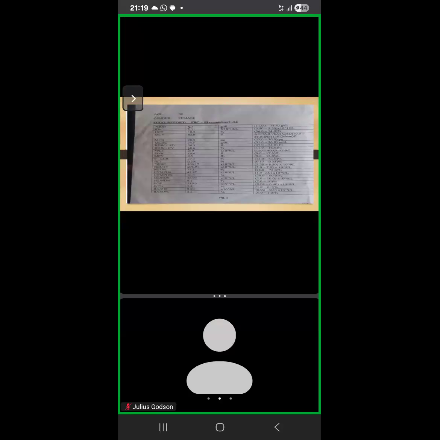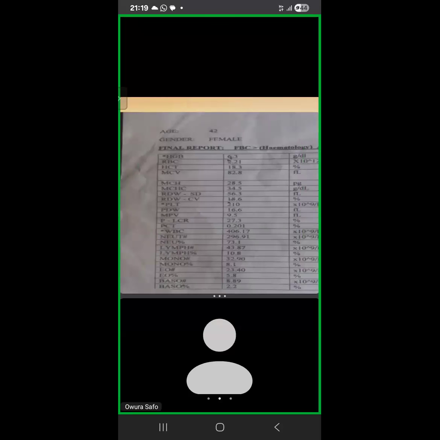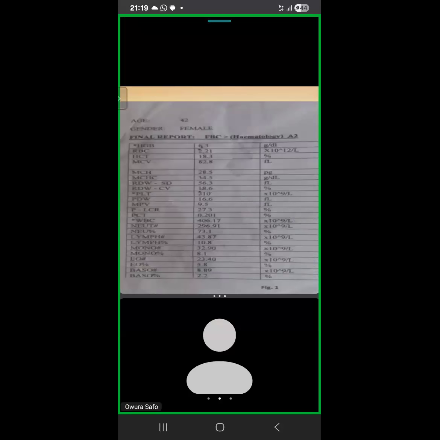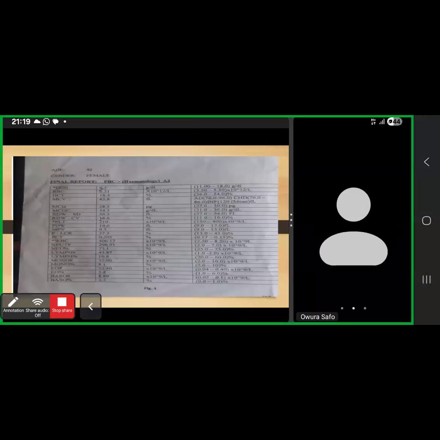Hello, Dr. Lotte. I think the landscape view of your slide was way better. Say again. I'm saying the landscape of your slide was way better than the portrait one, because with the landscape, it zoomed better, and then we were able to see all the parameters, including the reference ranges. Exactly. Now it's good.